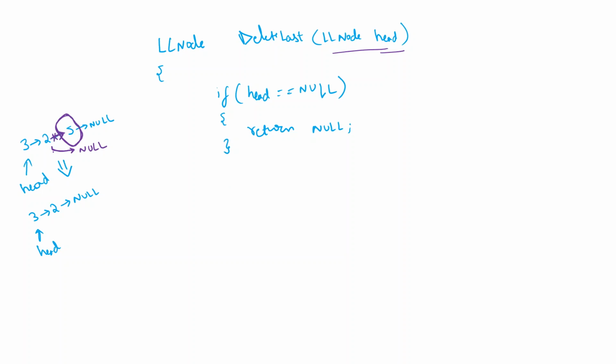Right? So you have head as of now, a given head, right? If head is equal to null, return null. That is done. So now the only thing you need to do is break this link, right? Not to break this link, what you need to do is you need to make this link null, right? Now how do you do this thing, right?